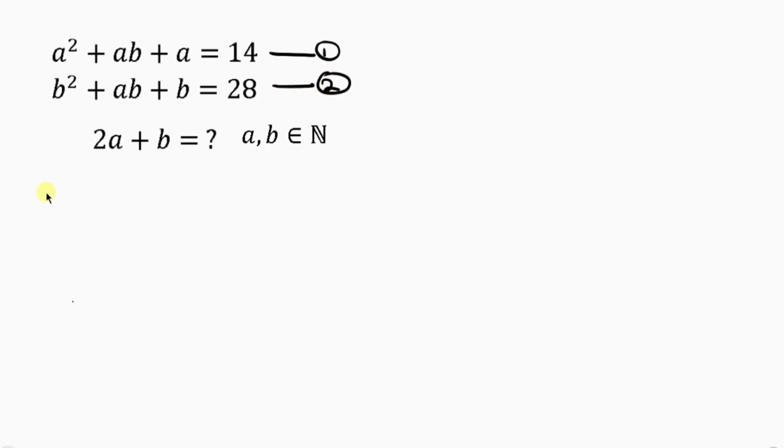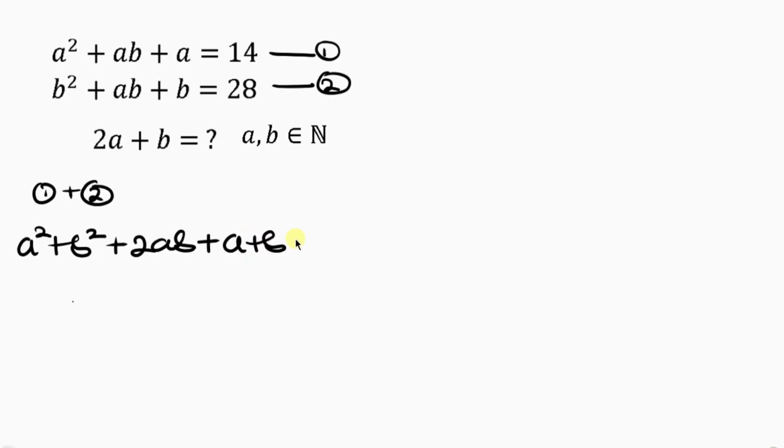Now let's add equation 1 and equation 2. A squared plus b squared, plus ab plus ab is 2ab, and then plus a plus b. So we've successfully added the left hand side. Now the right hand side, 14 plus 28 is 42.